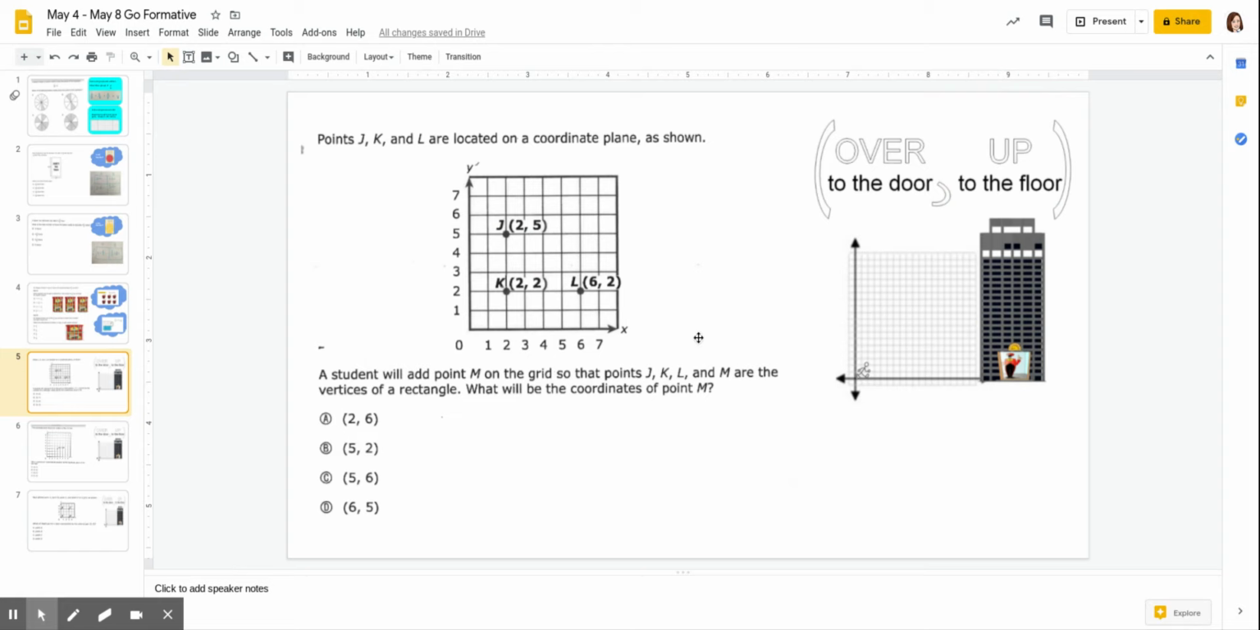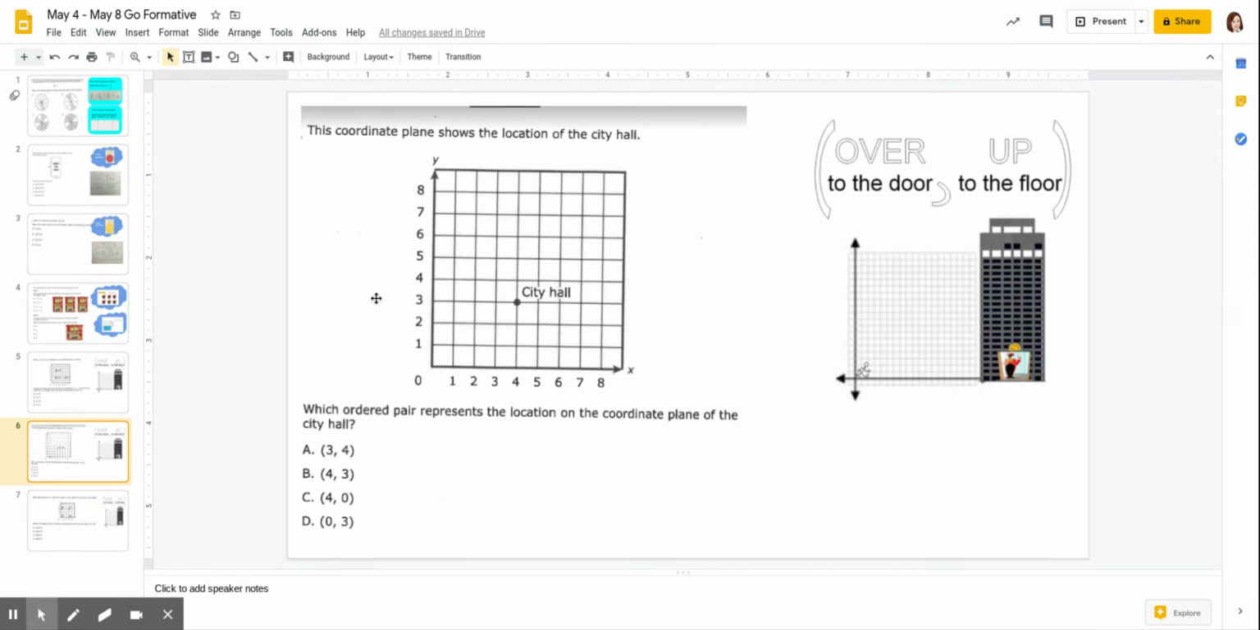Next one. Points J, K, and L are located on a coordinate plane as shown. A student will add point M on the grid so that points J, K, L, and M are the vertices of a rectangle. What will be the coordinates of point M? So you just have to plot point M, so it's the other side of a rectangle, the other corner. And then to figure out what the coordinates are, remember on the Really Good Stuff document you reviewed this week, you start by going over to the door for the first number and then up to the floor for the second number.